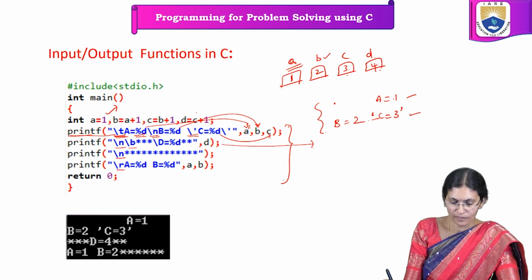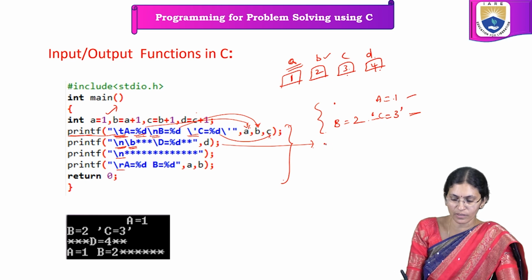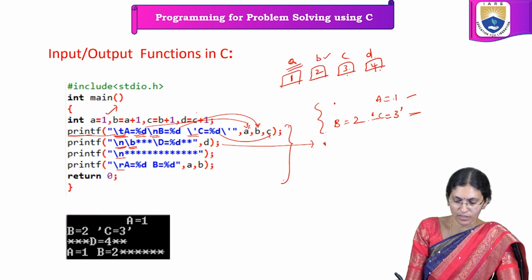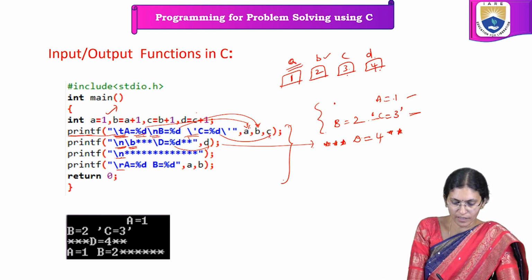Coming to the next printf statement, the cursor will move to the next line, because here we have the new line escape sequence. Next, backspace, so the cursor will be at the starting of the line. After that, there are three asterisk symbols. Next is backslash D, so D will be printed, and its value will be 4, so D is equal to 4. After that, these two symbols will be printed as they are. Next, again there is a new line escape sequence in the printf statement, so the cursor will move to the next line. This will be the output of this one.